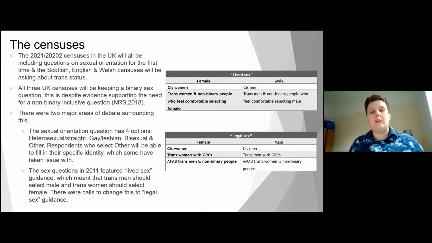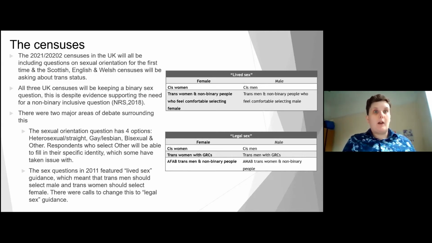So the sexual orientation question is going to have the options heterosexual or straight, gay or lesbian, bisexual, and then an other option. With the other option, there will be space to specify. There was some debate because the fill-in text box for specifying had predictive text. So there was some debate over the legitimacy of the predicted text options. Now, as someone who would have to use the fill-in box, having a predicted text option doesn't change what I would say.